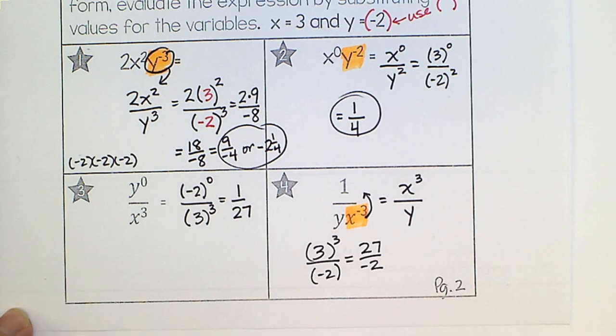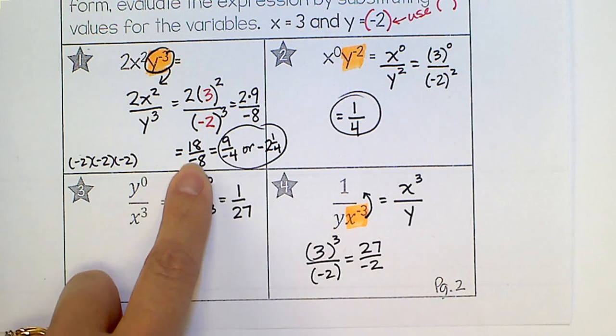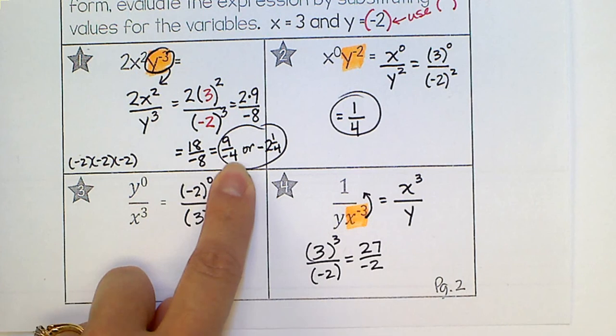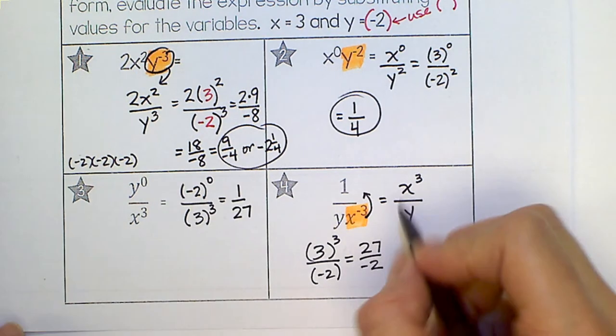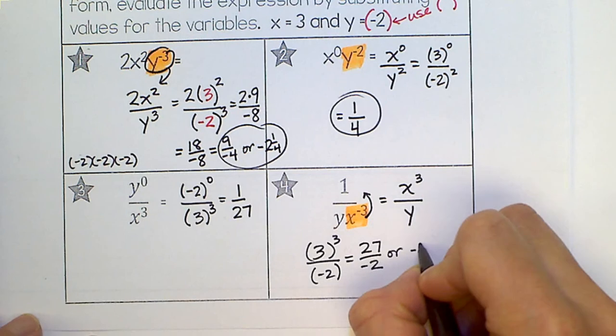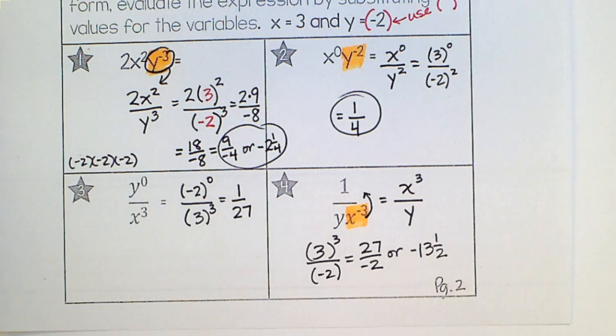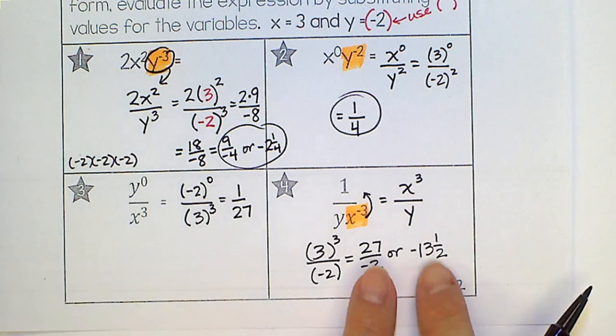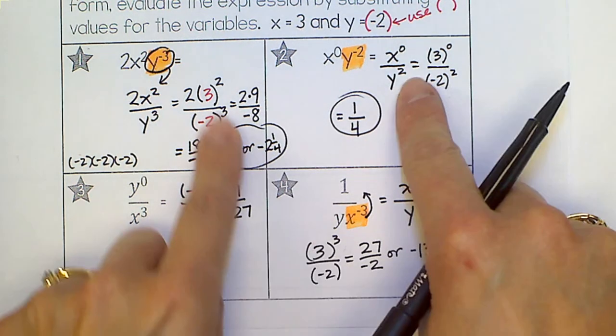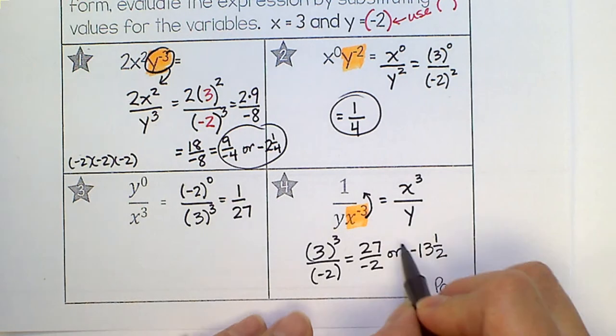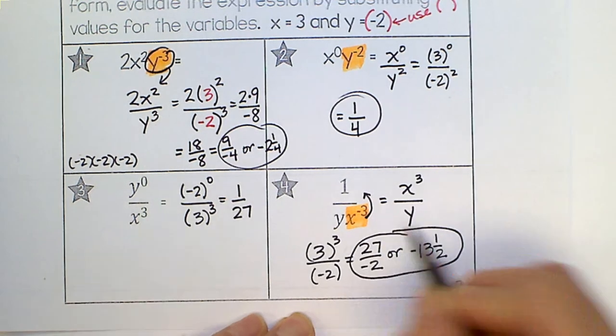You may leave it like that if you'd like. I'm fine with improper fractions as long as they're simplified. I'm not fine with 18 over negative 8. I am fine with 9 over negative 4. So you may leave it like this, or you can put negative 13 and 1/2, or you can do negative 13.5. But again, because we're dealing with fractions through most of these, I would just leave them in fraction form. So there's your final answer for number 4.